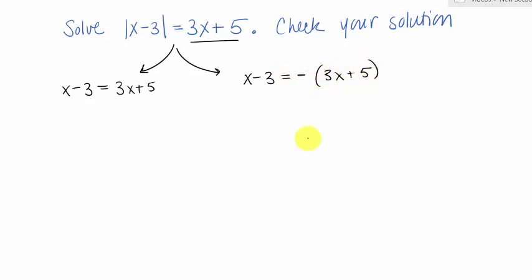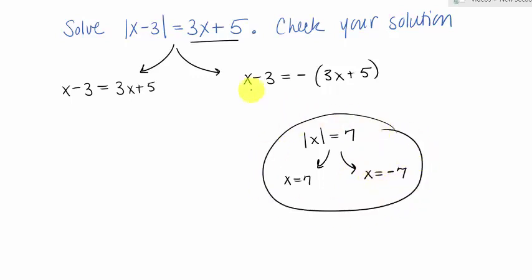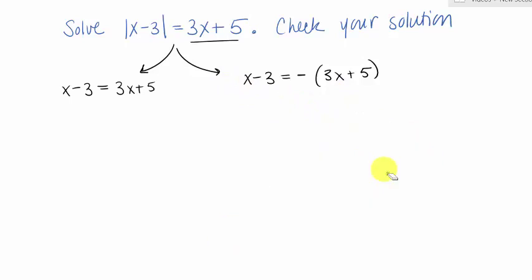This is analogous to saying if we had the absolute value of x equals 7, we would say x could be equal to 7, or x could equal the opposite of 7. So we're applying the same concept just to something that's a little more complicated. So now what we need to do is solve each of these problems exactly as we would any algebra problem that we already know how to do. Now, with the problem on the right-hand side, make sure you distribute that negative sign to both parts before you solve. All right, here we go.